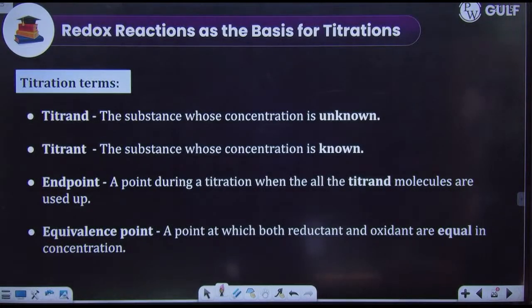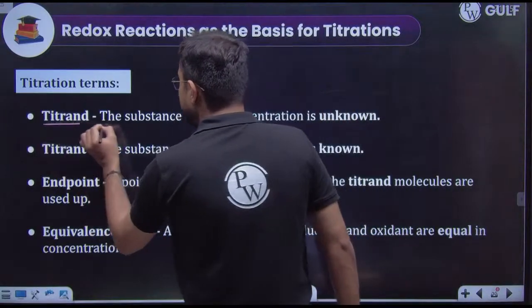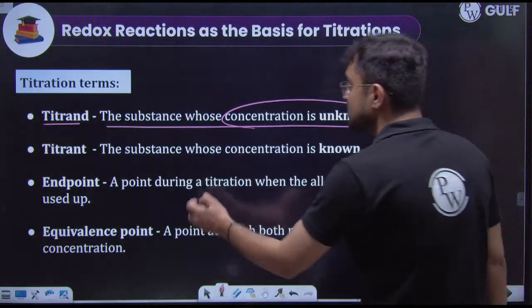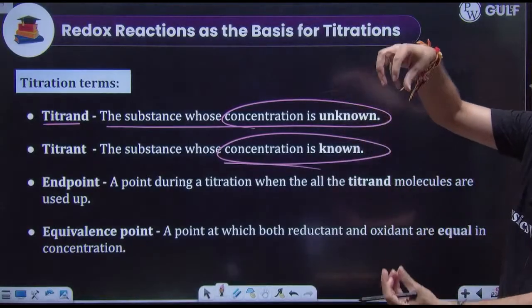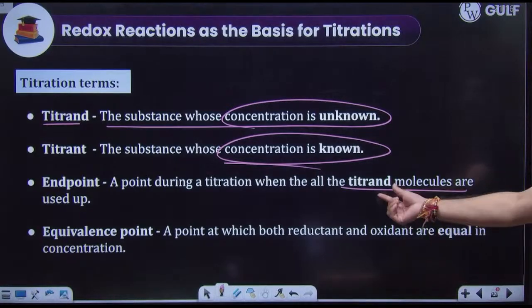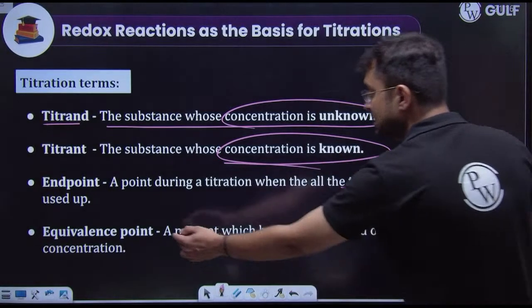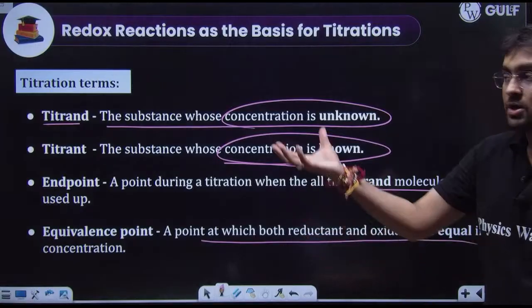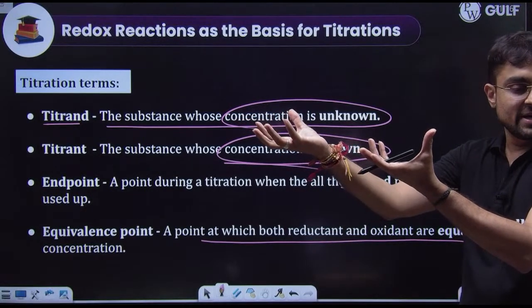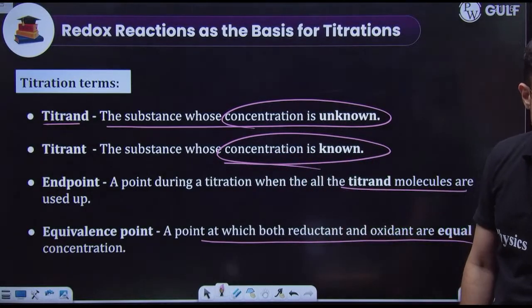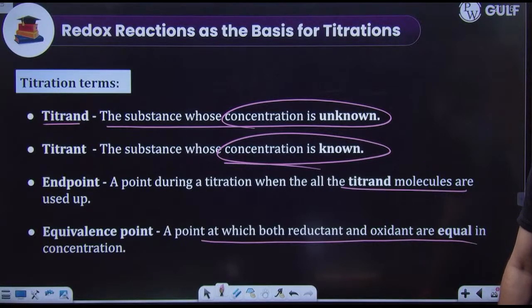Now let's see some of the important terminologies. Guys, titrate is something whose concentration is unknown, which is kept in the conical flask below. Titrant, whose concentration is known, which is kept in the titration flask. Endpoint, it is the situation where your reaction is over or your titrant is consumed completely. An equivalent point, a point at which both reductant and oxidant are equal in concentration, which means both of your reactants, one is getting reduced and one is getting oxidized. So when both of them are present in equal quantity, we will call it as equivalent point. So these are some basic terminologies of the redox reactions.